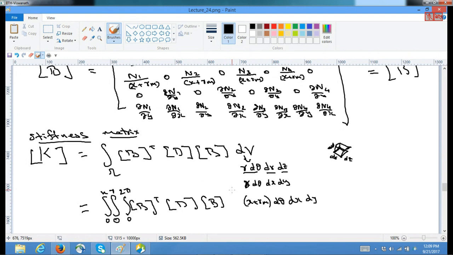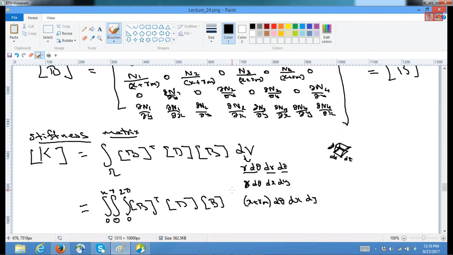Since we have given this template form, which like yesterday we could use either manually or using some symbolic processor like MATLAB or Mathematica, integrate it after computing B transpose D B, and hence you get the stiffness matrix.